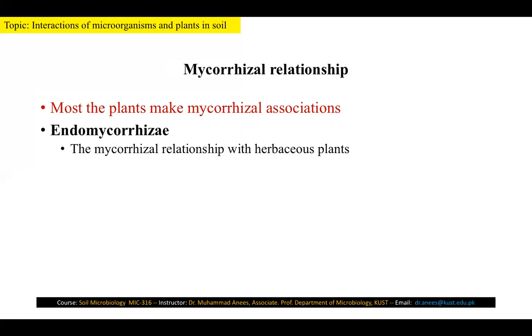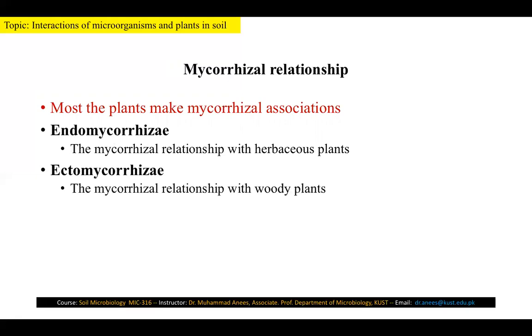And the plants are the herbaceous plants. Second type is ectomycorrhiza. It's a relationship between the fungi and the woody plants. The difference between the two is the presence of a Hartig network. The Hartig network or mycorrhizal sheath is present in case of ectomycorrhiza around the roots. This sheath is absent in case of endomycorrhiza.